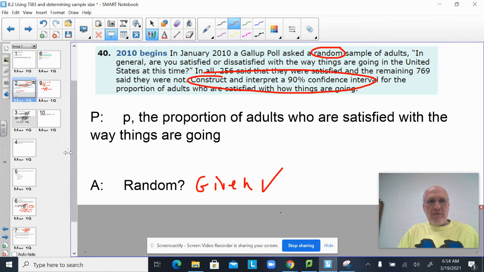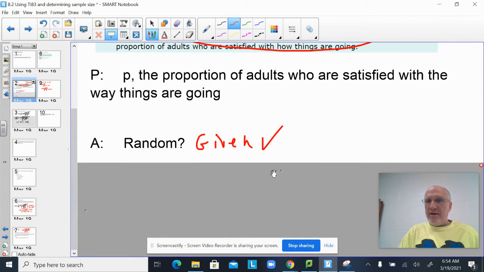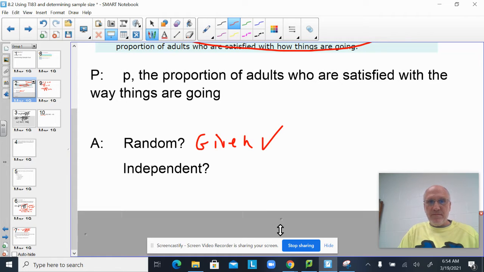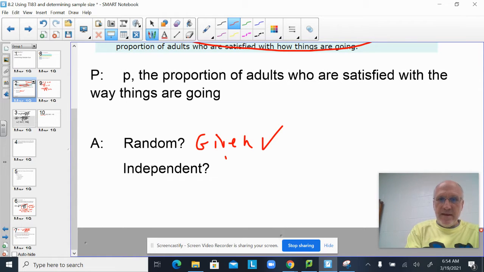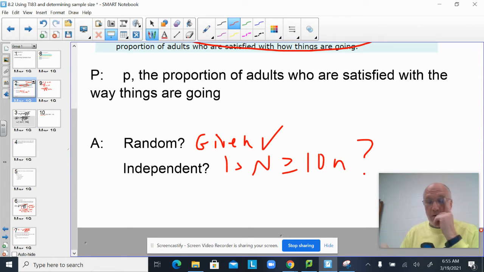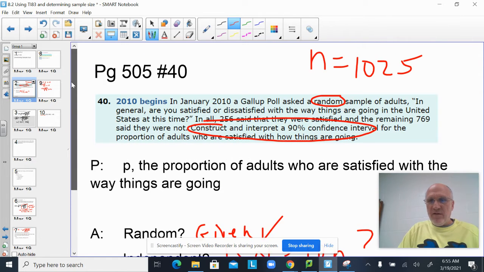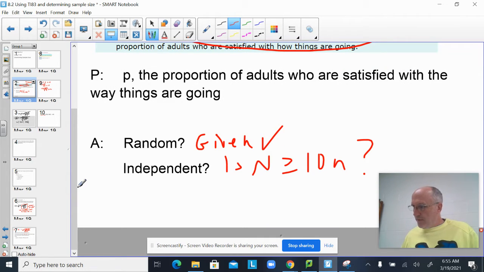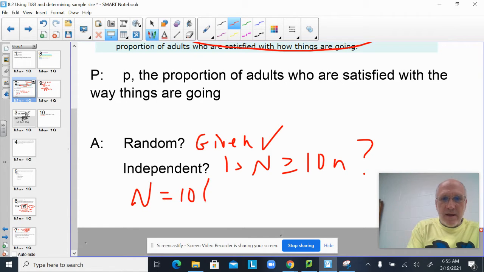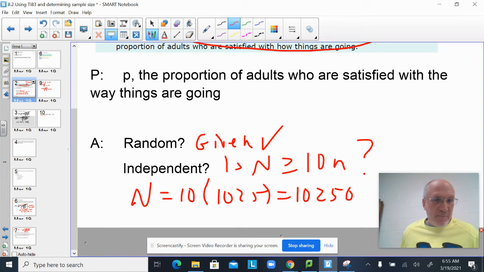Check. For it to be independent, that was our question, is the population big enough? Independent is capital N greater or equal to 10 little n, question mark. You have to know, is the population at least 10 times as big as the sample size? Well, we figured out up here, the sample size was 1025. So that means capital N is 10 times 1025, which is 10,250. Is the population at least that big?